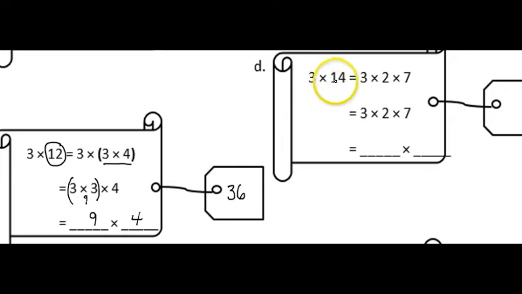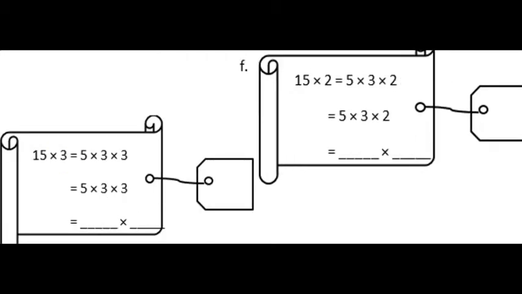The example over here is 3 times 14. 14 is the same as 2 times 7. I can shift those parentheses then and multiply 3 times 2 to get 6. 6 times 7 is 42. So 3 times 14 is 42.